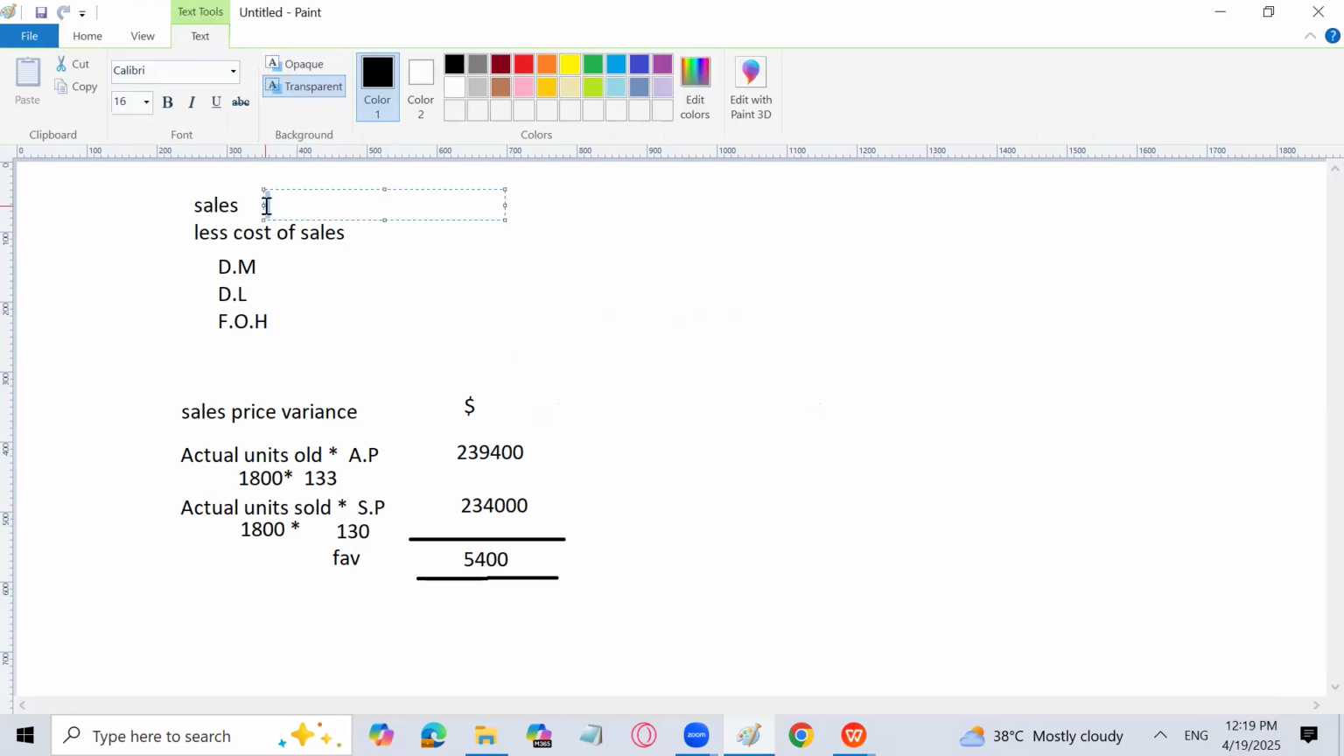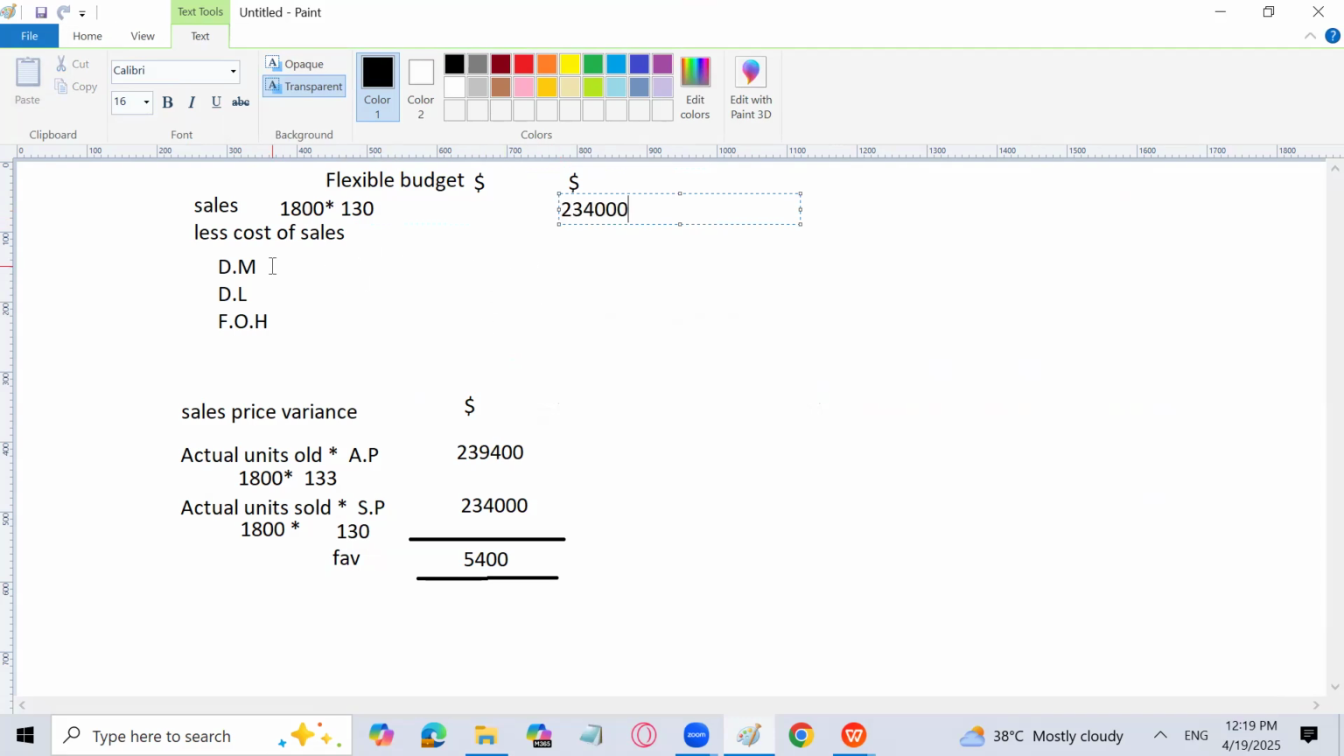Now we are going to calculate the flexible budget, and flexible budget is always calculated on the actual units, but the rate we will use is the standard rate. So sales we will calculate first, that is actual units 1800 multiplied by standard selling price 130. We have already calculated that. We can do that easily now. And the amount we already knew, that is going to be 234,000.